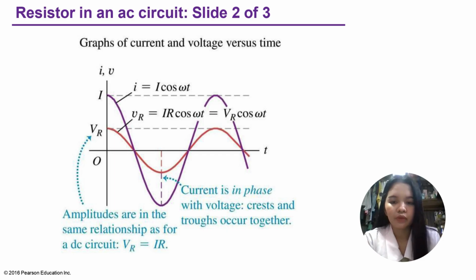The graphs of current and voltage versus time for a resistor in an AC circuit reveal an important characteristic: the current and voltage are in phase. This means that the peaks and troughs of the current and voltage waveforms occur at the same time. When the voltage is at its maximum value, the current is also at its maximum value, and when the voltage is zero, the current is also zero. This in-phase relationship is a direct consequence of Ohm's law. Furthermore, the amplitudes of the voltage and current are related in the same way as in a DC circuit.